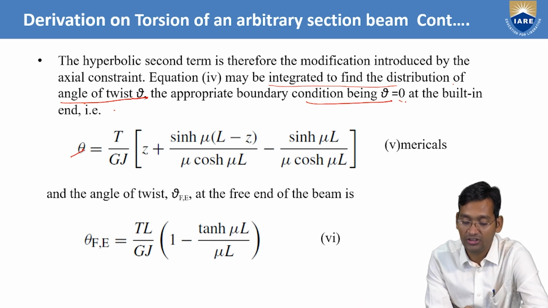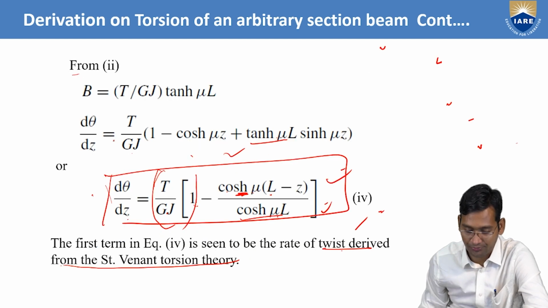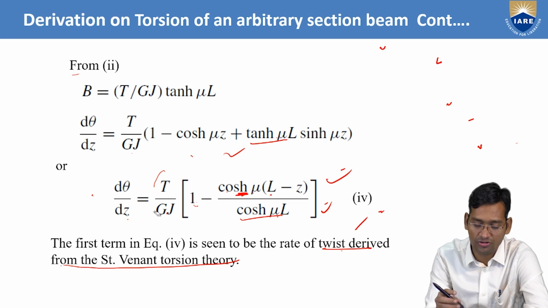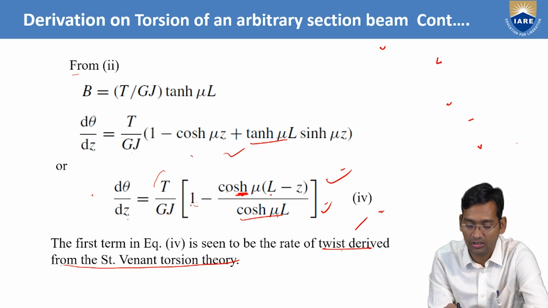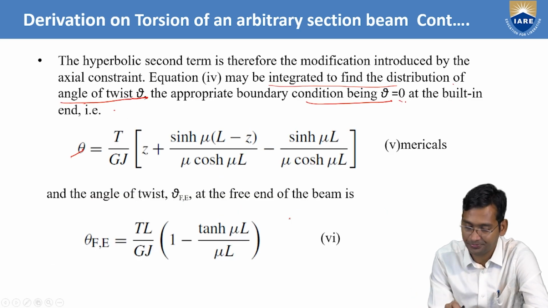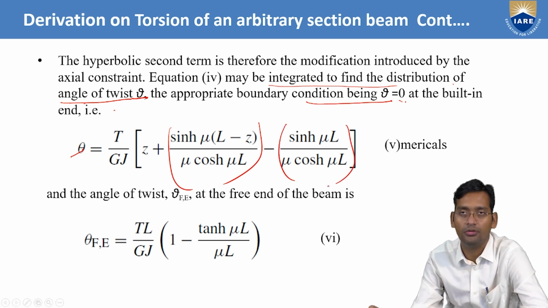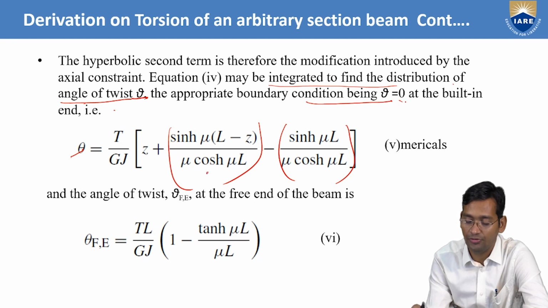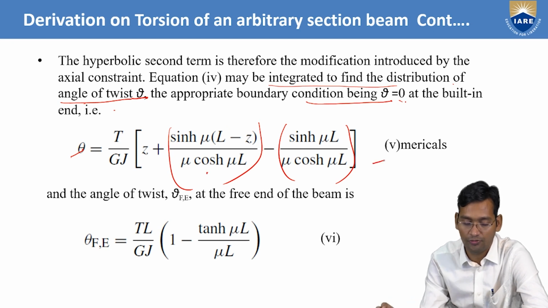So now let's see, θ equals, after integrating this one, so this constant comes out of the integration, and this integration will give you, with respect to z, z minus, then this you have to integrate. So let's see, after integrating we got this value, sinh of the integration, then cosh. So that is equation 5.